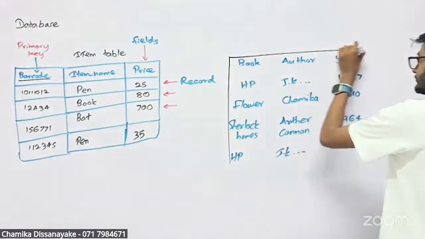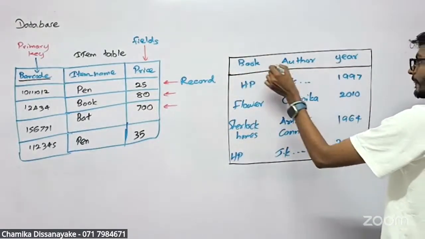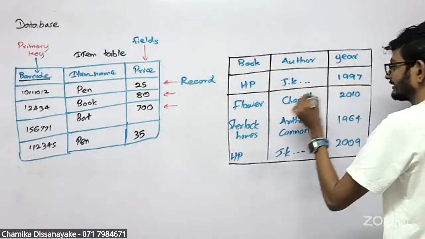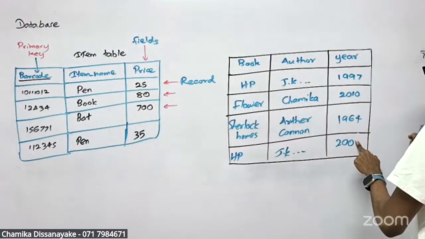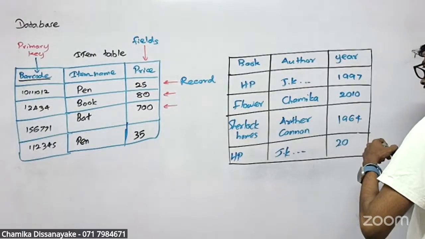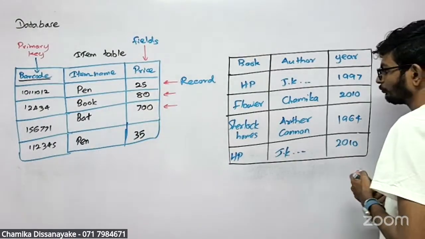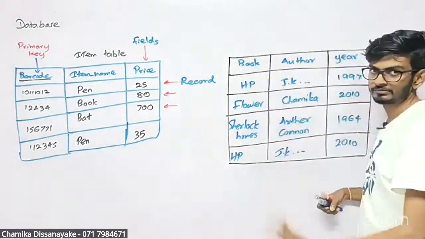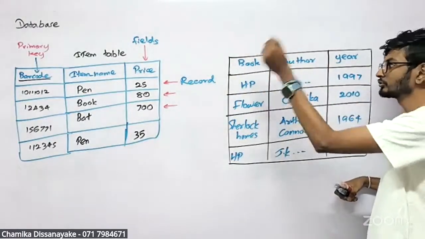This is a table. Okay. So let's see what the primary key is in here. This is also 2010. What can be the primary key here? So when we look at this one, there is no book number or anything else. Only 3 fields: book, author, and year.